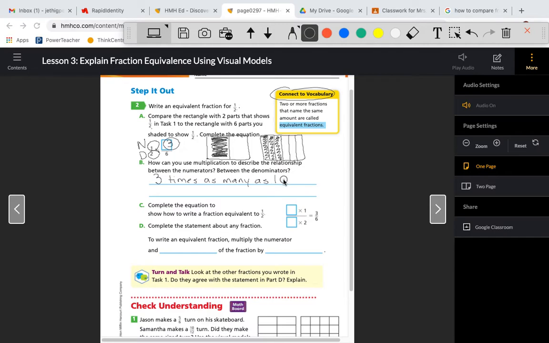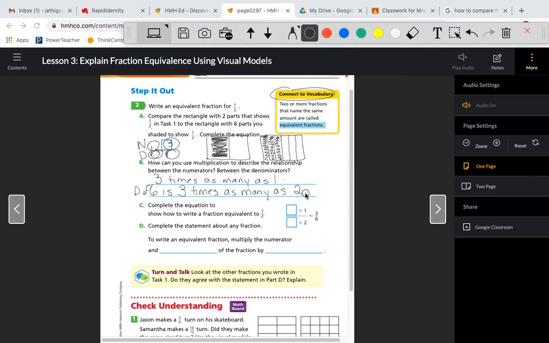Okay? And then how can we compare the two denominators? So here's our two denominators, 2 and 6. We can say the denominator of 6 is 3 times as many as the denominator 2. So 6 is 3 times as many as 2.